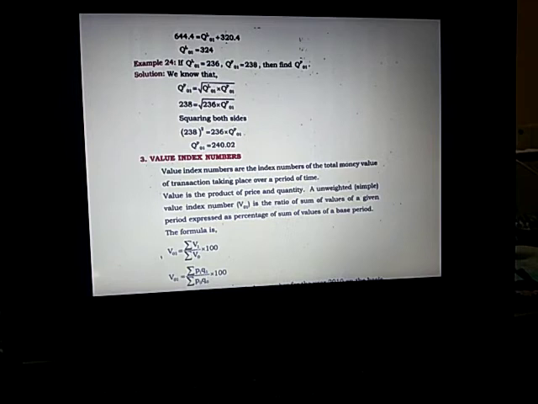The next example is, if Laspeyres quantity index number is 236 and Fisher's quantity index number is 238, find Paasche's quantity index number. We know that the Fisher's quantity index number is given by root under Laspeyres quantity index number into Paasche's quantity index number. Fisher's quantity index number is 238, Laspeyres quantity index number is 236. We have to find the Paasche's quantity index number.